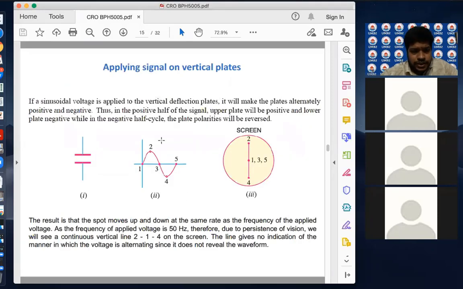So you see, this thing is better explained here. Applying signal on vertical plane. If a sinusoidal voltage, a sinusoidal signal with sine wave, is applied to the vertical reflection plate, vertical reflection plate पे अगर हम लोग एक ऐसा voltage दे जो sine wave की तरह है, so it will make plates alternatively positive and negative.